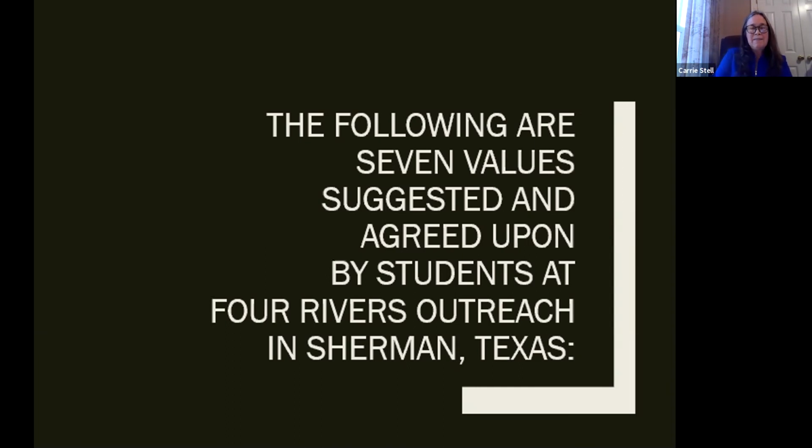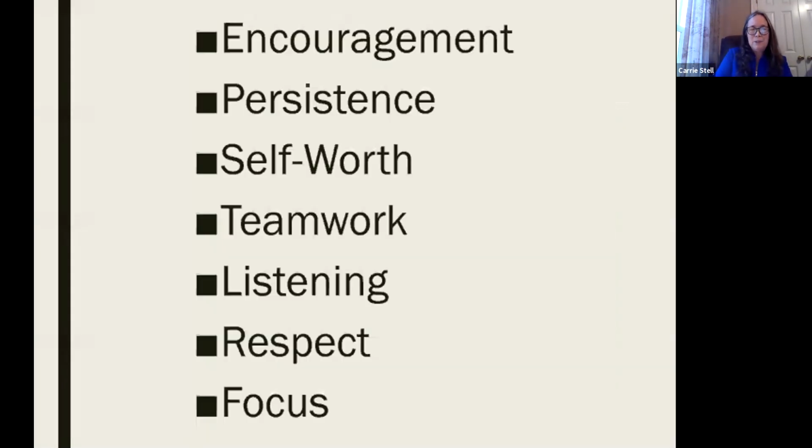And these were the 7 items that the students and I identified as important to us in the classroom: encouragement, persistence, self-worth, teamwork, listening, respect, and focus.